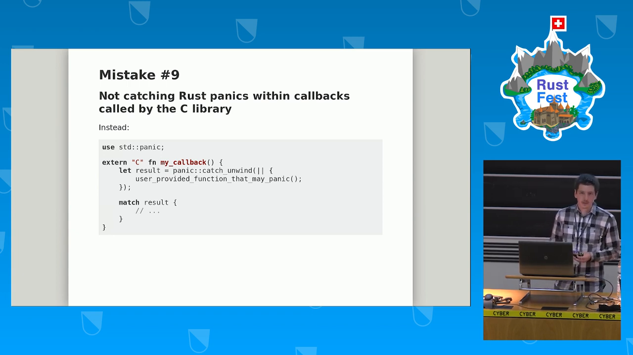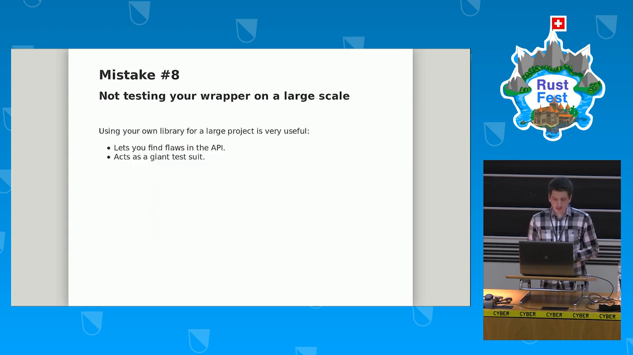I was asked earlier today how you are supposed to handle errors in these situations, and it really depends on the C library. Sometimes you just need to abort, you have no real choice. Sometimes you can use a poisoning system, but it really depends on the C library. It's a case-by-case situation.